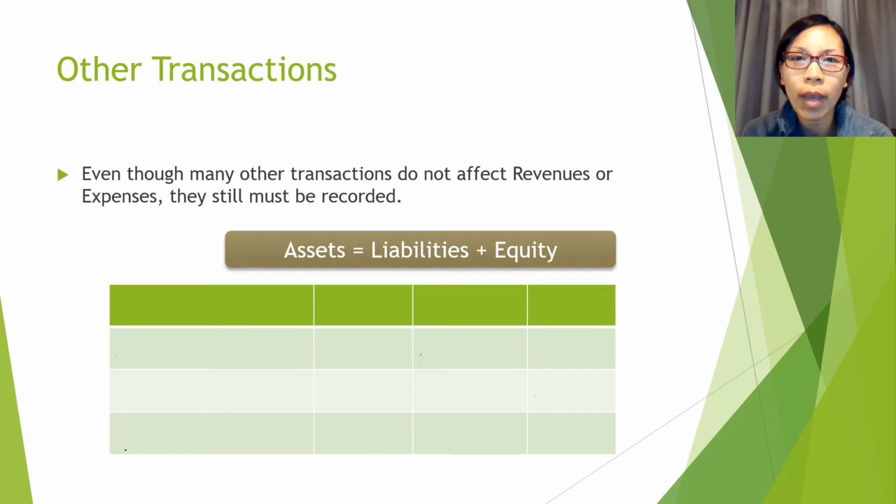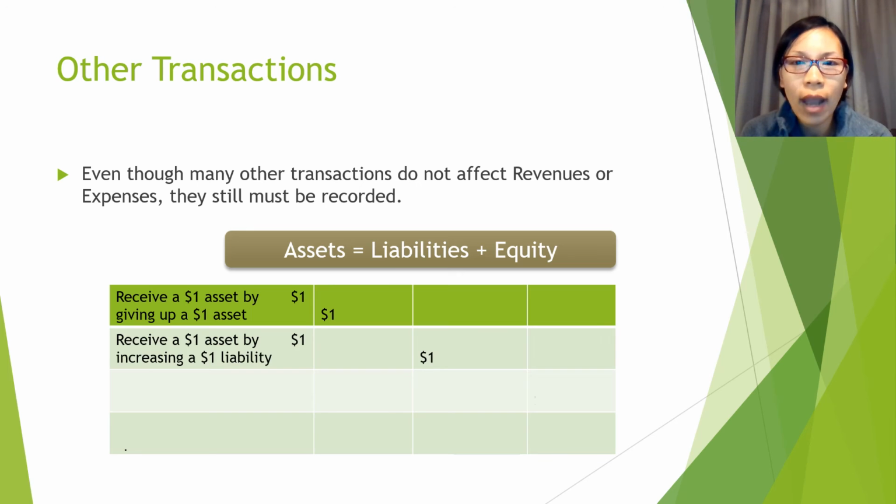There are many other transactions that do not affect revenues or expenses, but they still must be recorded. For example, if you receive a dollar of asset by giving up another dollar of asset, the one asset will increase and the other asset will decrease. The net income is not affected.